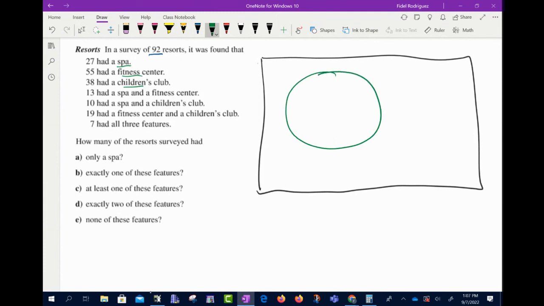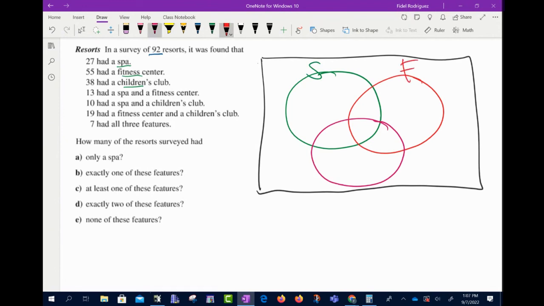So look, spa, I'm going to do a different color, fitness center, and children's club. Okay, the way I'm going to do these, y'all, I'm actually going to work my way from the bottom up. Look what it says. 7 had all 3. What I want to know is if I look at those circles, the part where all 3 circles overlap, everybody agree is that section right there? That's where my 7 is going to go.